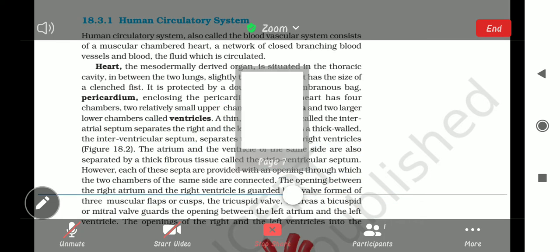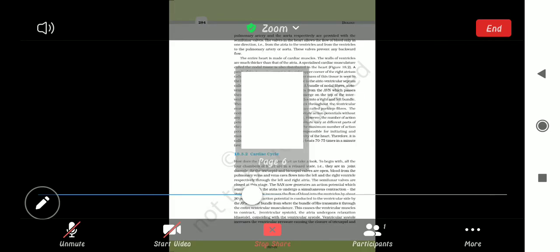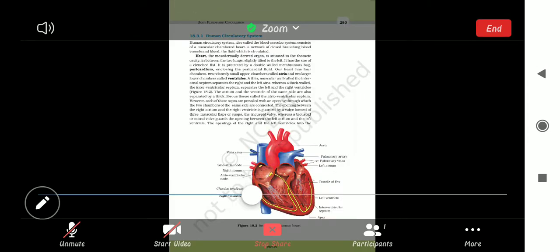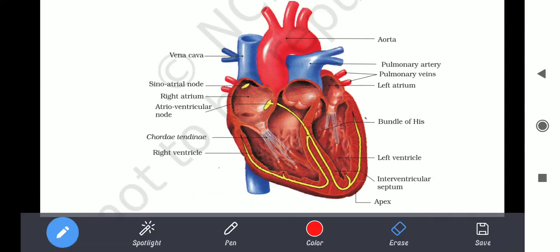Okay, let's move to the next page. Okay, I was not able to show this heart. Okay, so what is it saying?